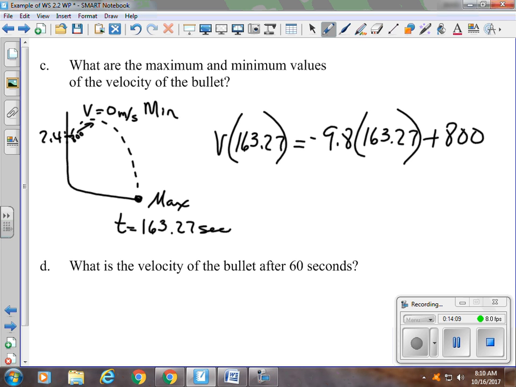So that's going to first compensate for the fact that I shot it off at 800, but multiplying that by the gravity factor is going to show what gravity did, and then by adding those two together, it's going to give me a final answer for how fast it was going when it hit.